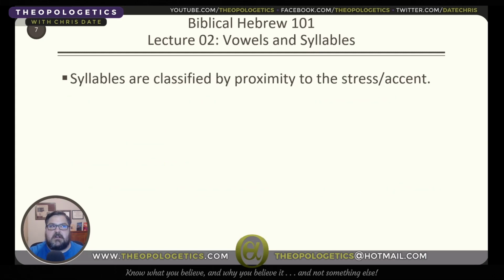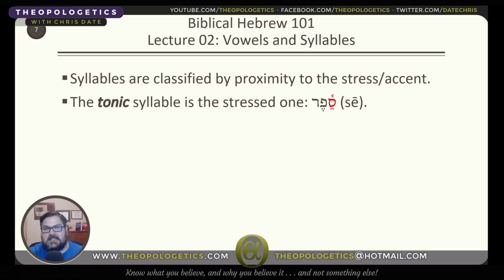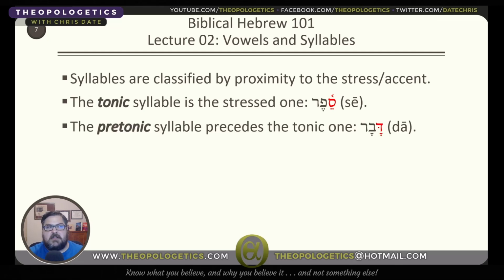Now, syllables are classified in Hebrew by their proximity to the stress or accent. So the tonic syllable is the one that receives the stress. So in the word that's on your screen right now, sefer, the emphasis is not on the final syllable, which is fer. It's on the previous syllable, se. So in this case, the tonic syllable is se rather than fer. The pre-tonic syllable precedes the tonic one. It's the one immediately before the tonic syllable.